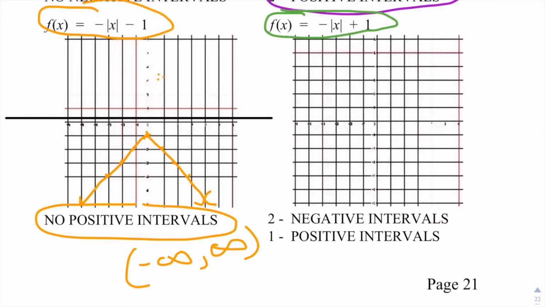Again, we do the vertical reflection first, so we know it's going to be an upside down V, or the start of an A, however you want to look at it. And then we go up 1. So we're going to go up 1. And then we're going to put on our points, because it's just the parent function shifted up 1, and then reflected.